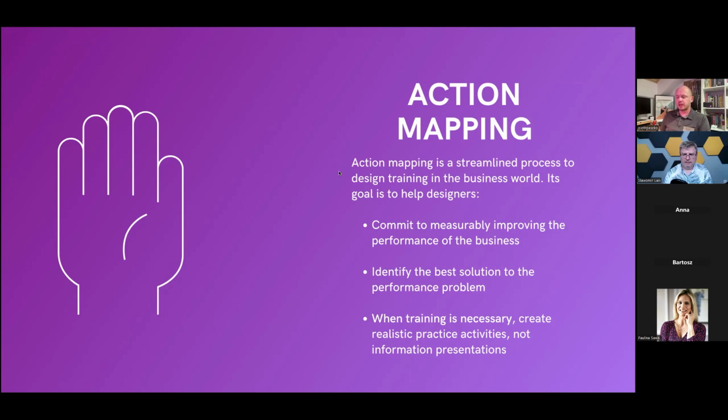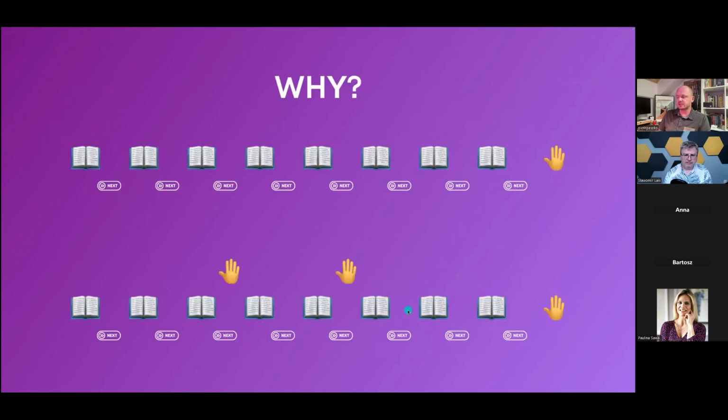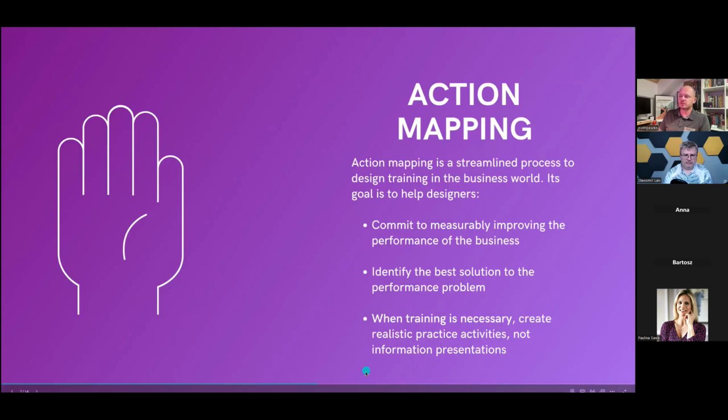The very important thing here is the last sentence, which I would like to deconstruct a bit. Because what it says is, when training is necessary. This first part of the sentence is a clue of action mapping. Sometimes people who just read the book seem to skip this part. But this is the first step that we need to be aware of as learning folks: training may not be necessary. Training may not be the solution.